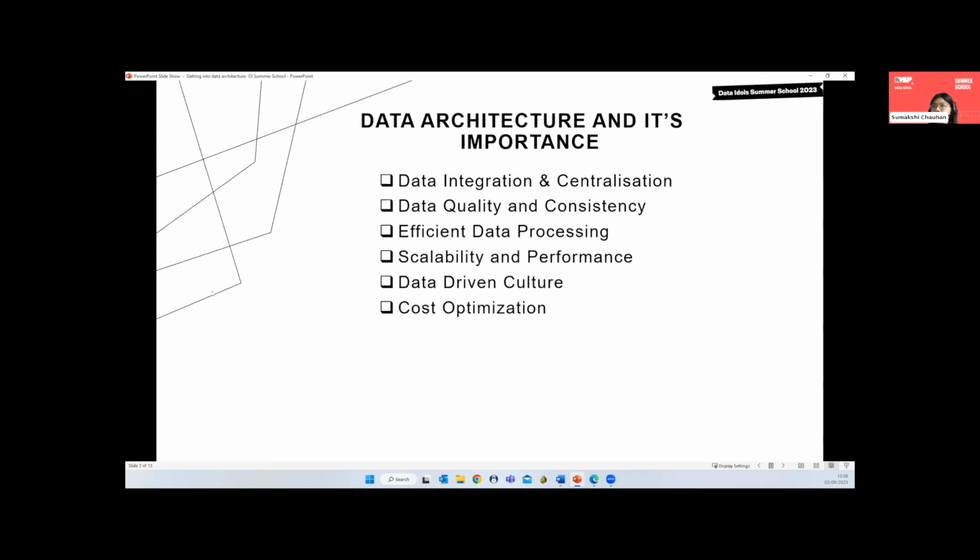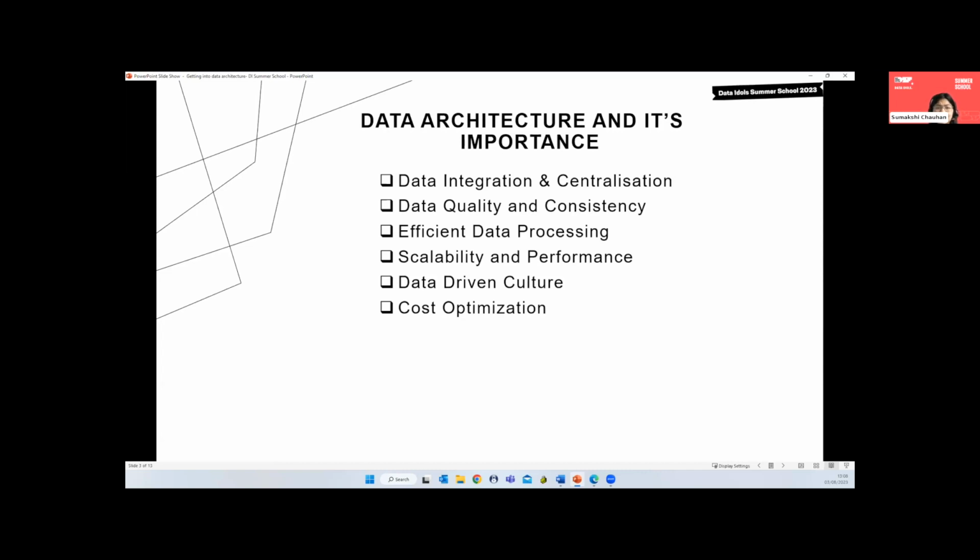The third one is efficient data processing. Data architecture defines data processing workflows and pipelines, and how to optimize those pipelines so that they can efficiently help in reducing data latency and providing timely insights for agile decision making.